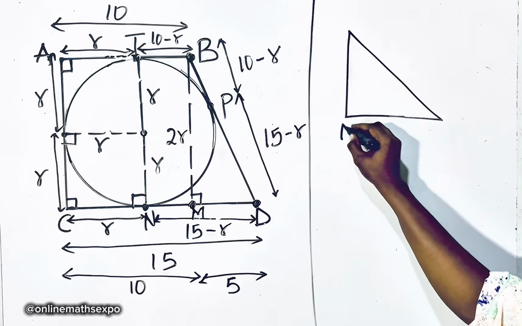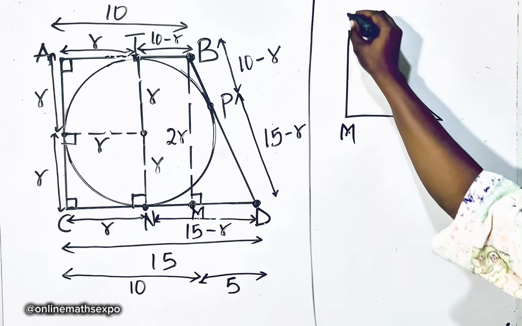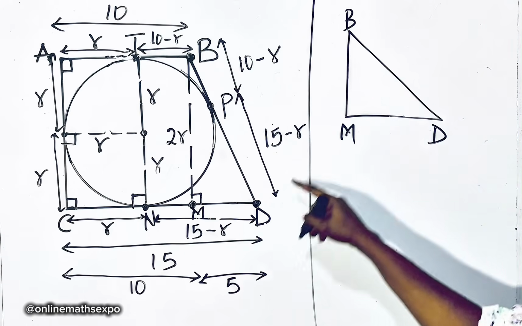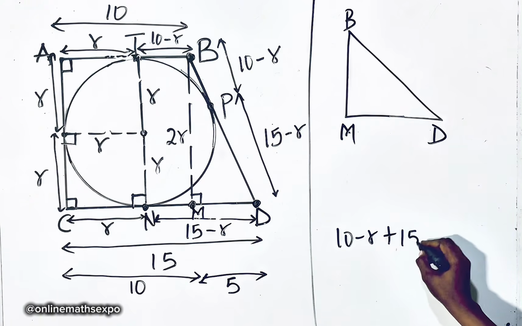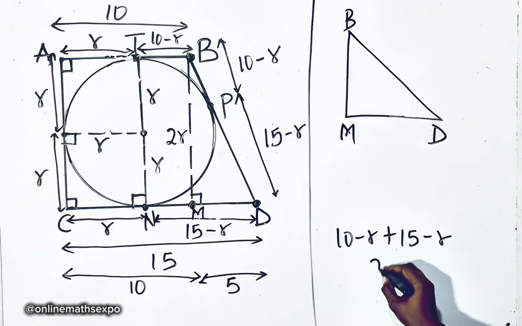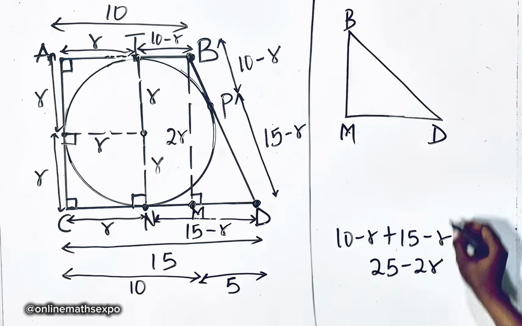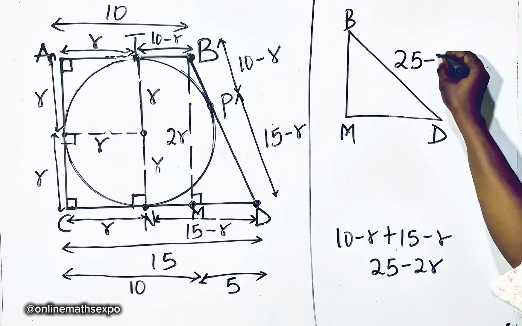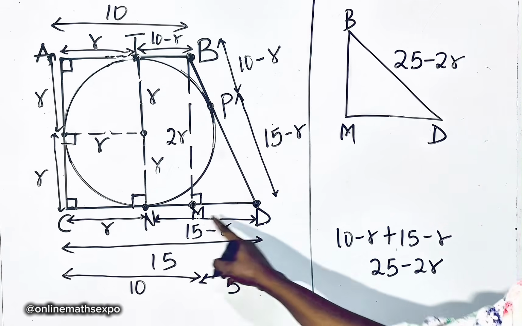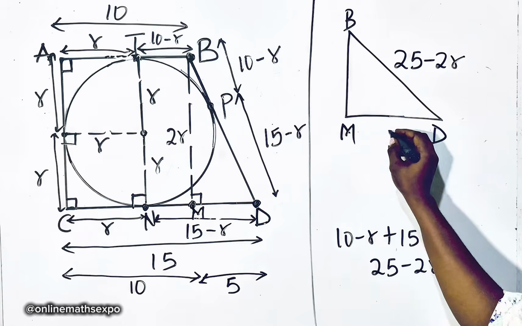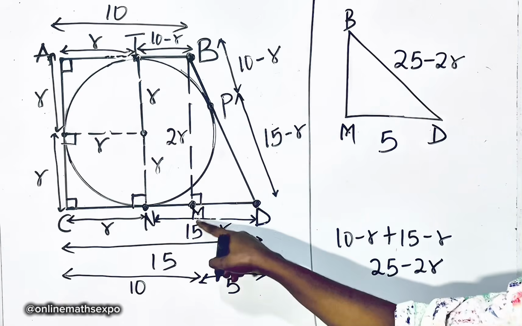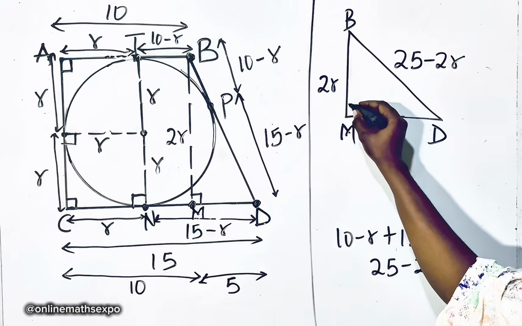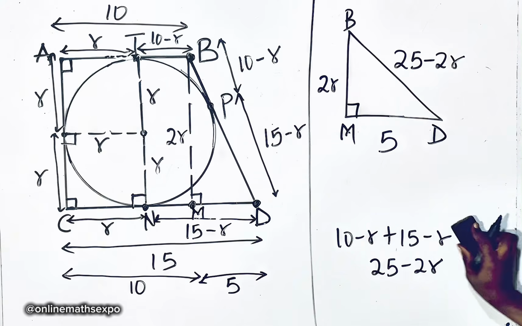Here is M, here is D, and here is B. BD is the addition of this. So you have 10 minus R plus 15 minus R. Add this, it gives you 25 minus 2R. So we have 25 minus 2R. MD is given as 5 units. Then BM is the whole of this length, which is 2R.